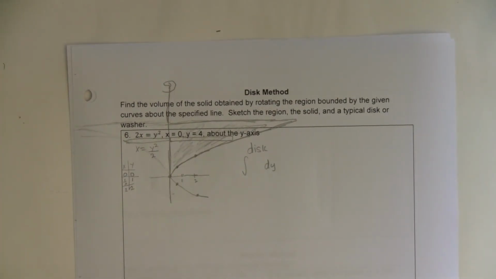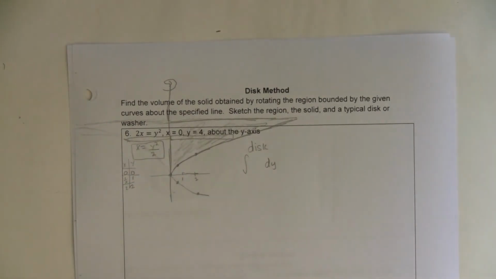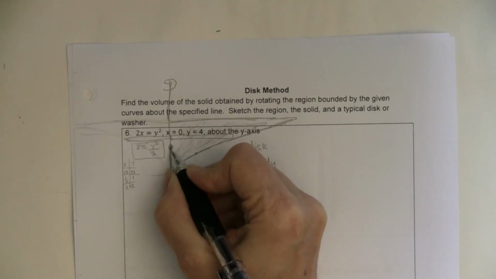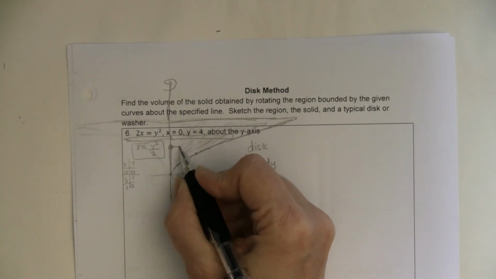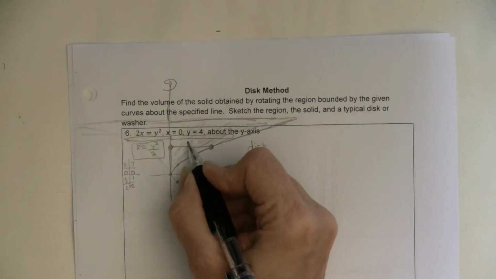And that means that your equation needs to be solved for the other variable, which means my equation needs to be solved for x. Well, kind of naturally, I did that without realizing, and so that's hot diggity dog. And it's nice that I'm going around the y-axis, because when I do, my radius is the distance from the axis of rotation to the curve.